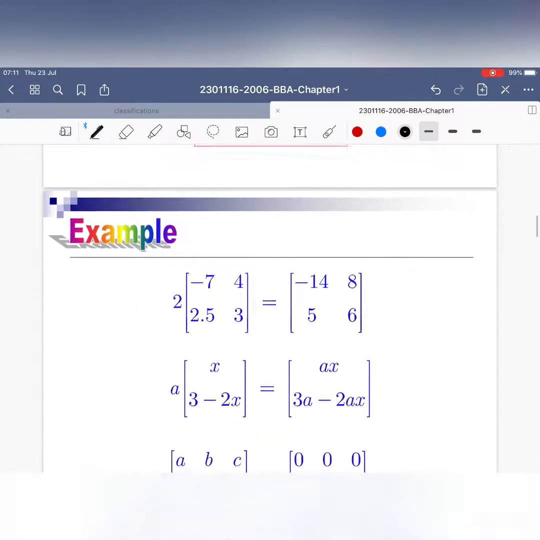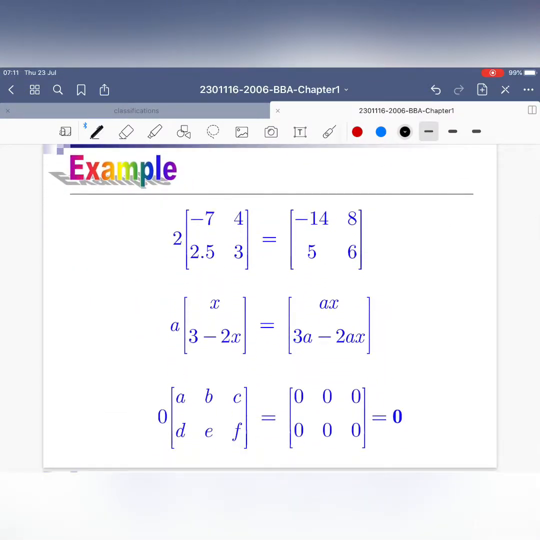For example, if you are going to multiply 2 with this matrix, it means that your 2 is distributed to each and every element of your matrix. So this is the result, because 2 and negative 7 is negative 14, 2 and 4 is 8, 2 and 2.5 is 5, and 2 and 3 is 6. Or this one means that your A multiplied with x gives ax, and your A also multiplied with this polynomial gives 3a minus 2ax.